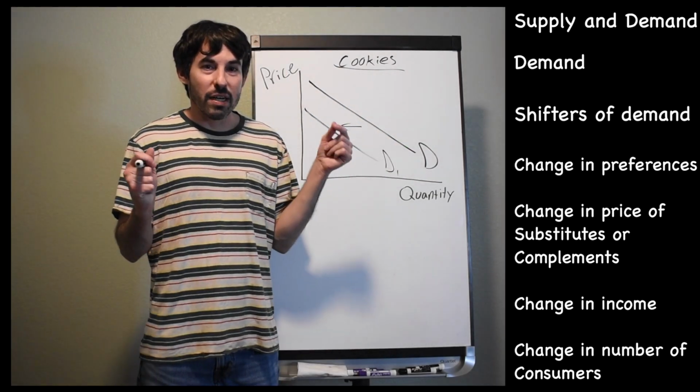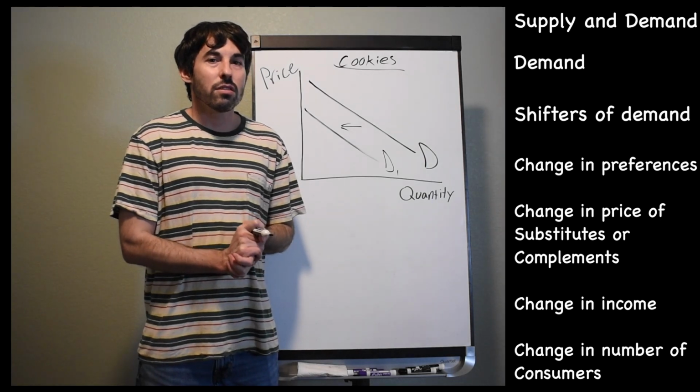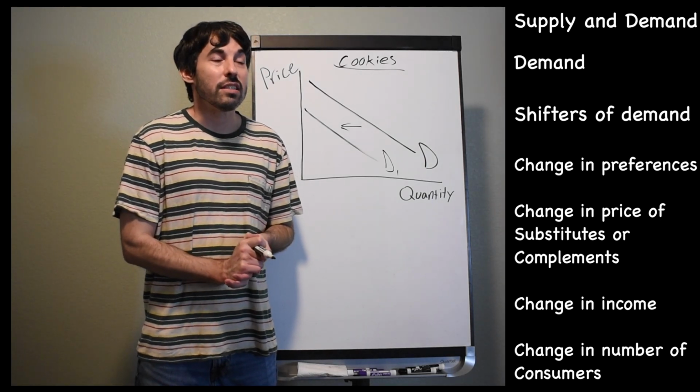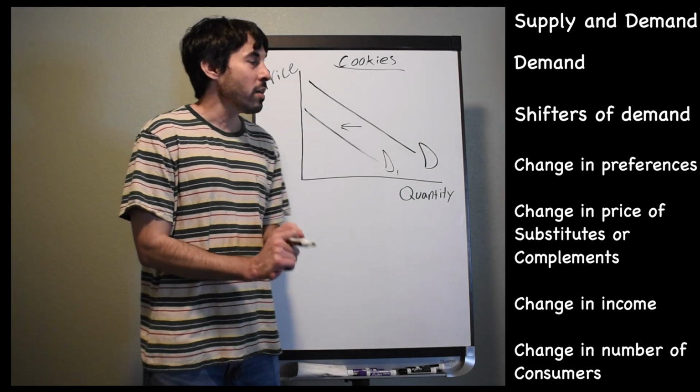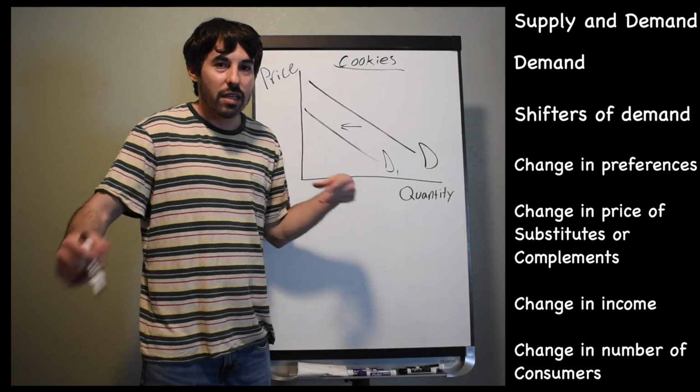Complements, however, are things you buy together. So a complement for cookies is going to be milk. So if the price of milk were to increase and no one wants to buy any milk anymore, well then they're not going to need any cookies. The demand for cookies will fall because you eat them together.